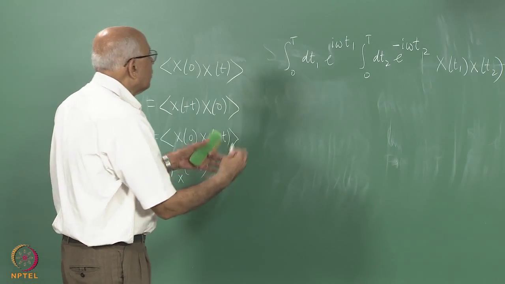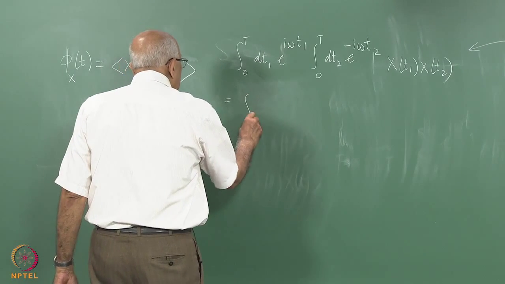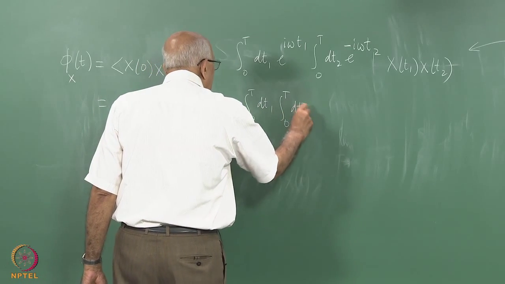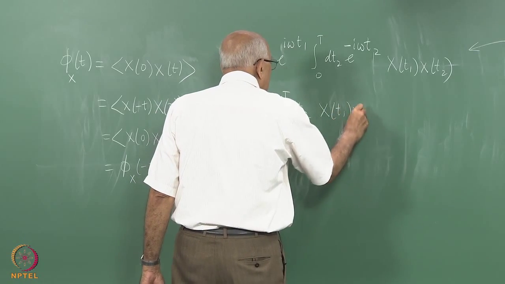Okay. Now a whole sequence of manipulations. First of all, I can also write this as integral 0 to T dt1, 0 to T dt2, and then x of t1, x of t2.